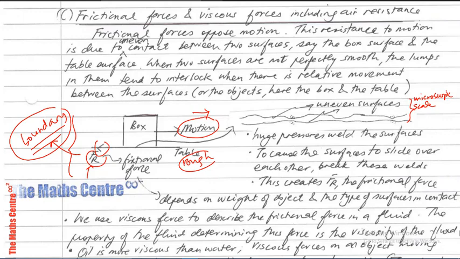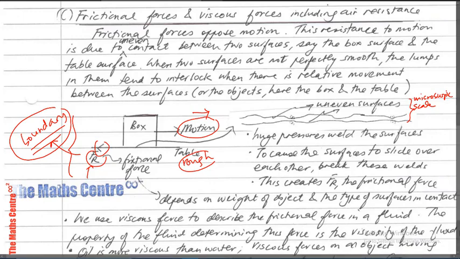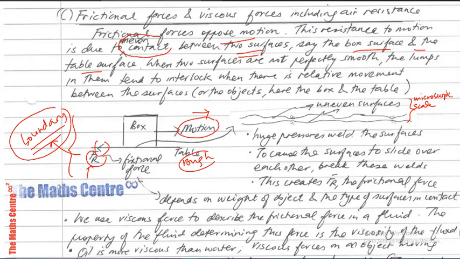Okay, let's read some notes that I've written here. Frictional forces oppose motion. This resistance to motion is due to what? It's due to uneven contact between the two surfaces. That means the bottom of the box and the top of the table. That's what I've written here: the box surface and the table surface. Now, because of uneven contact between the two surfaces.